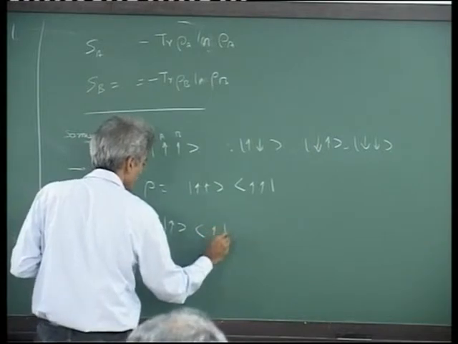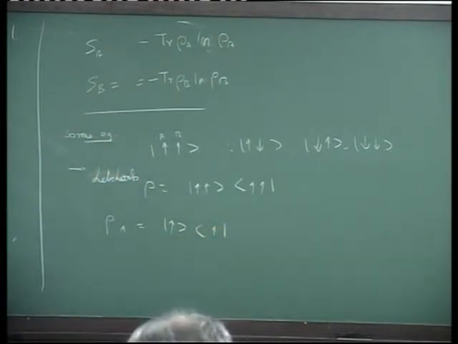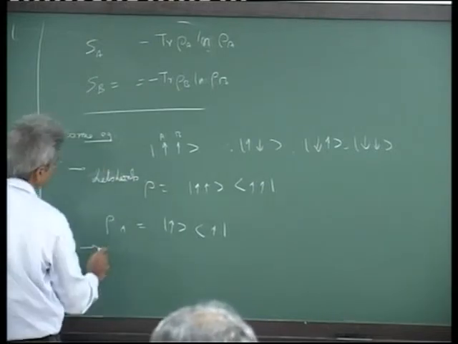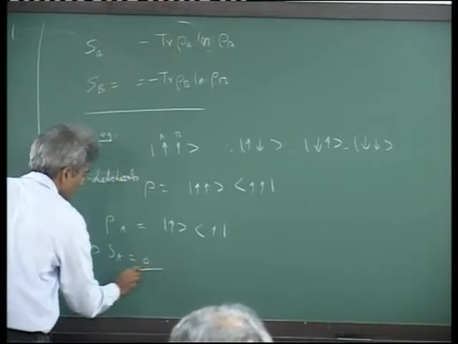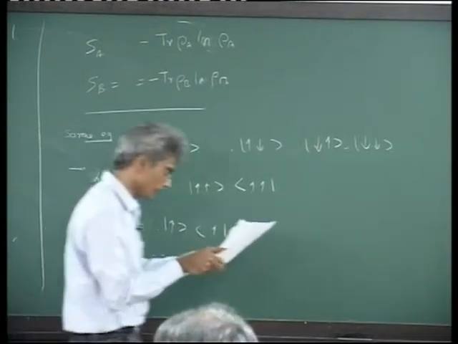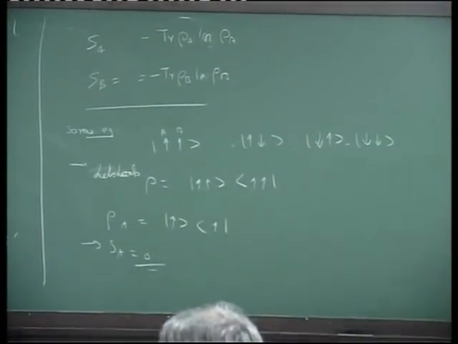So this is a pure state, as you can see, it's just one. So it's a pure state, and if you compute S_A, it is 0. So I hope this is clear. In fact, another example will make it a little bit more clear. It's a more non-trivial example.